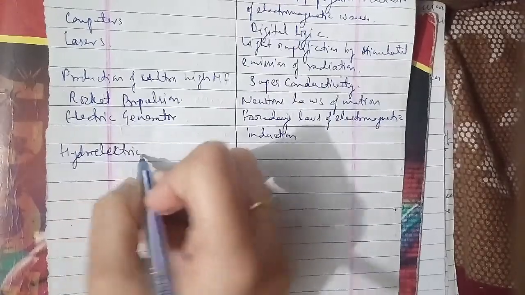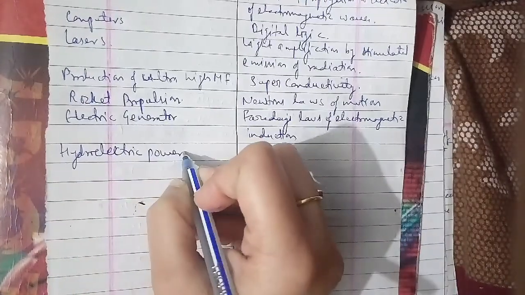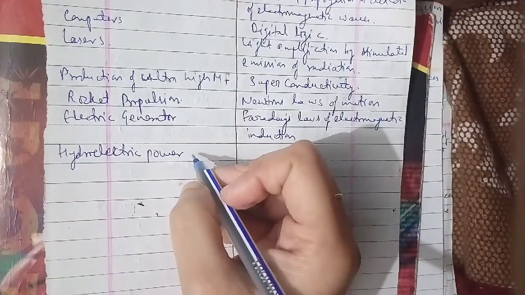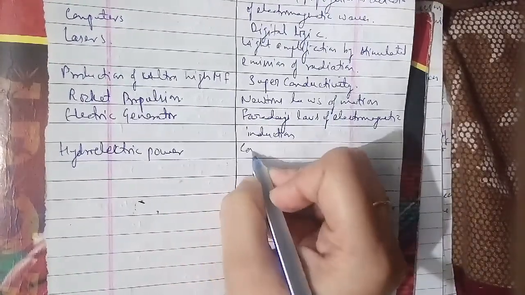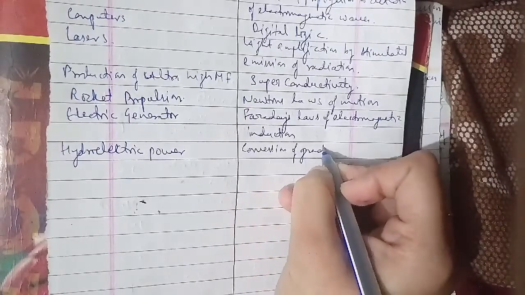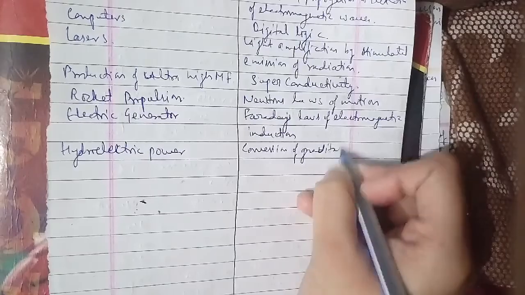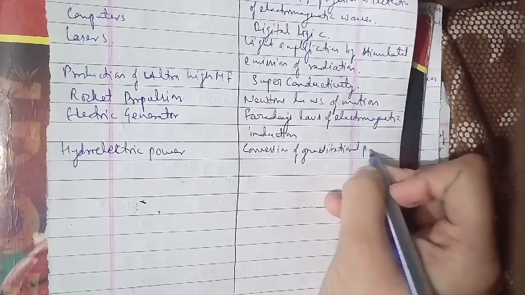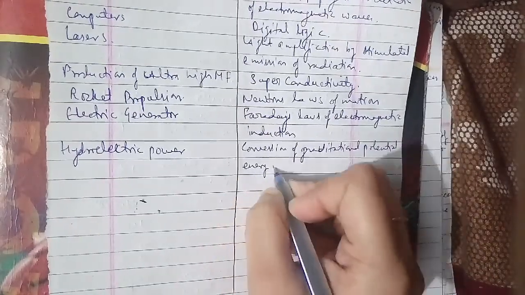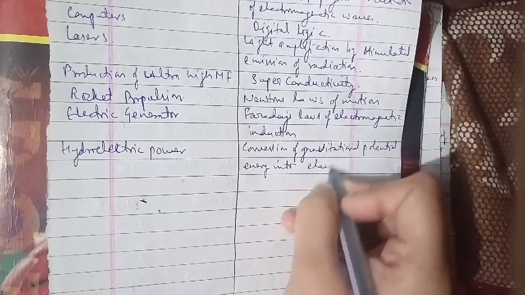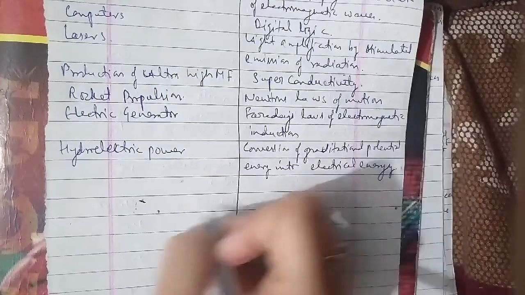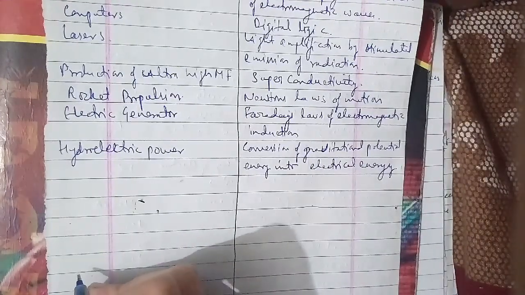Now next we talk about particle accelerators. For particle accelerators, it is the motion of charged particles in electromagnetic fields.